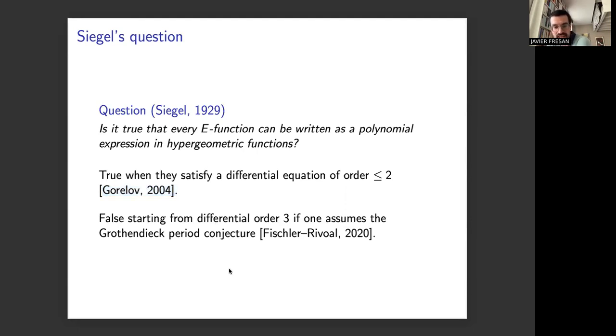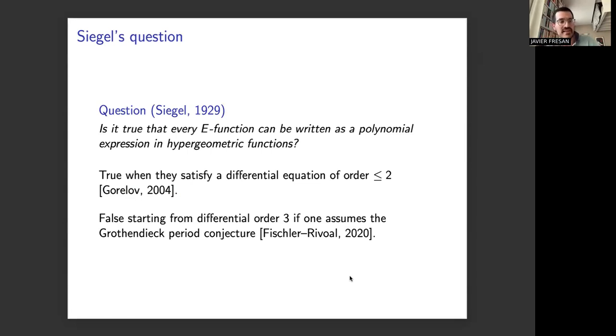And then in 2020, there was a very beautiful paper by Fischler and Rivoal where they proved that if one assumes the Grothendieck period conjecture, or maybe a variant of it that I will explain a bit later, then it should be false starting from E functions which are a solution of a differential equation of order three. So there's such an E function which cannot be written as a polynomial in hypergeometric functions.